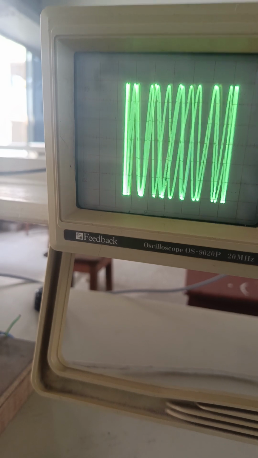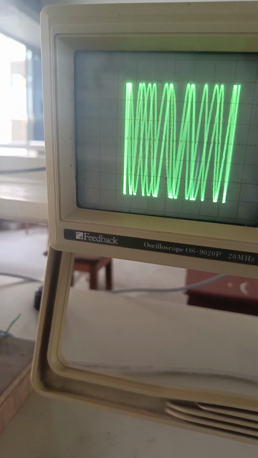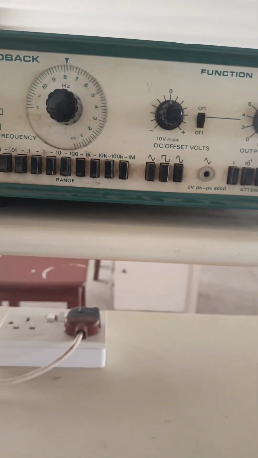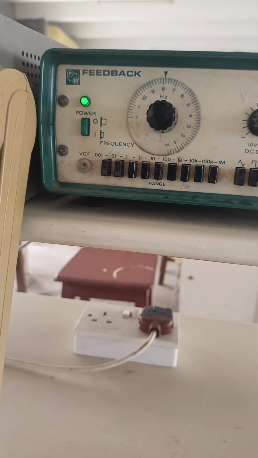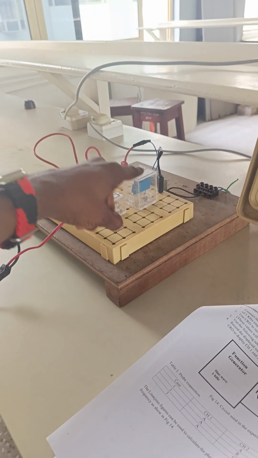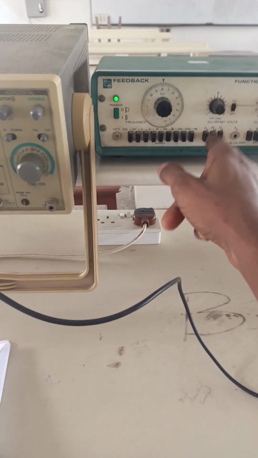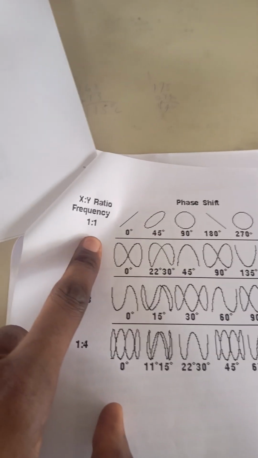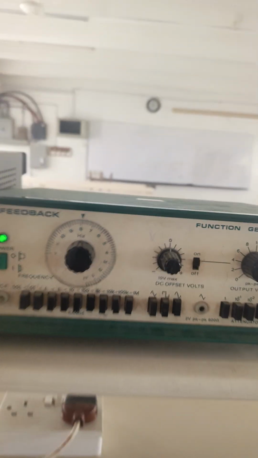Okay, so what we do now is we can vary the frequency on the signal generator. Now we are starting from 50 hertz, because the frequency coming from our source, which is our AC source, the transformer, is 50 hertz. So we have to also set this to 50 hertz so that we can have the 1:1 ratio. So now let's set this to 50 hertz.